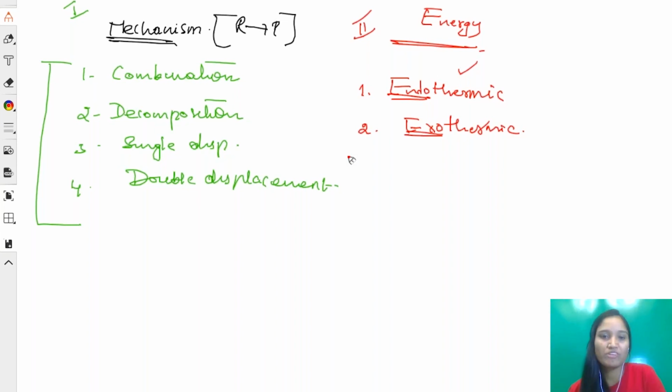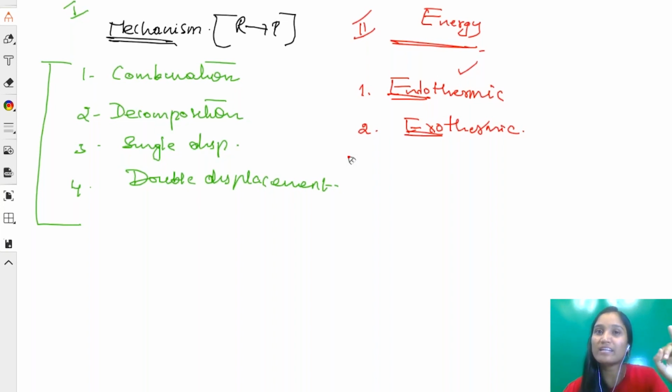There are two types of chemical reactions based on energy. One is exothermic and the other one is endothermic, right guys? We are talking about classification of chemical reactions, and the first classification is based on mechanism. The second classification is based on energy. According to the first classification, how many types of chemical reactions do we have? Can I see your responses, please? We have 4 types of chemical reactions. Very good. And you see all the names on the screen.